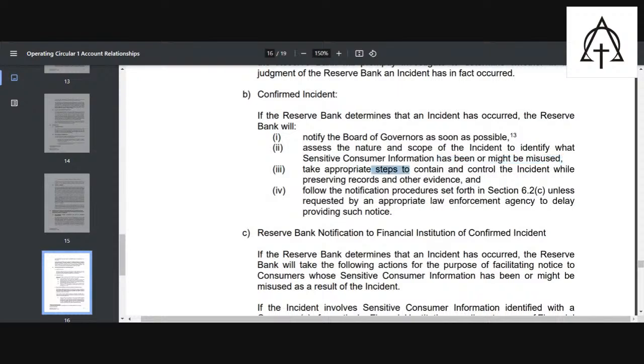Take appropriate steps to contain and control the incident while preserving records and other evidence. Does that sound like an injunction? Close to it, kind of like verbiage. Follow the notification procedures set forth in 6.2c, unless requested by an appropriate law enforcement agency to delay providing such notice.